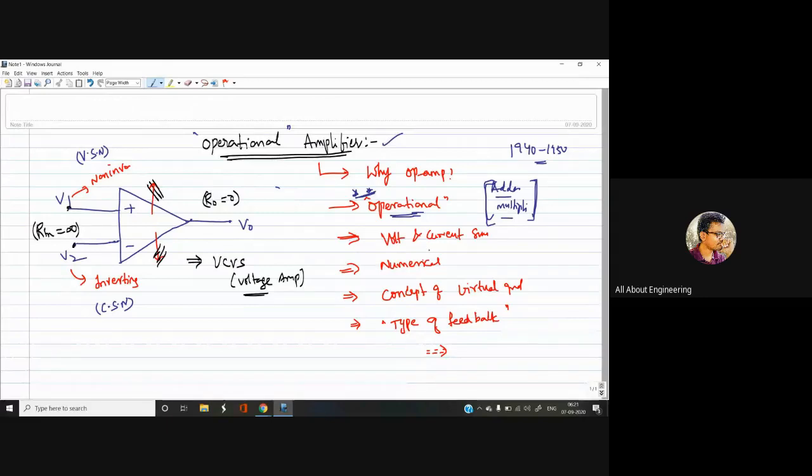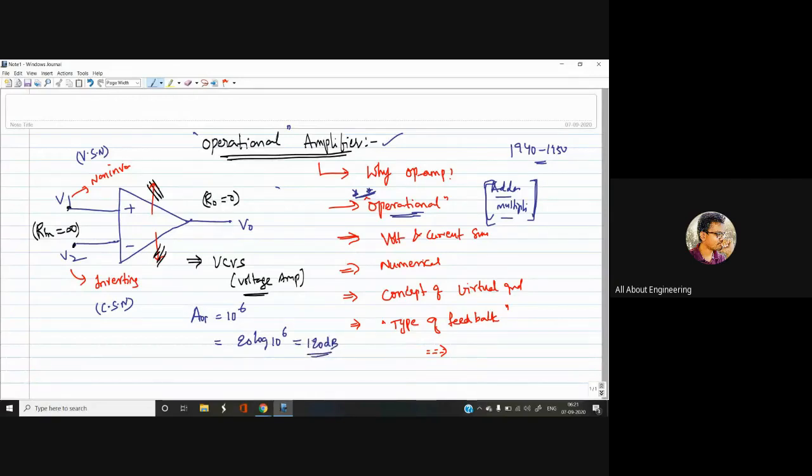Now, the open loop gain of an op amp is usually around 10 power 6. If you write the same thing in dB, then it is 20 log 10 power 6, which is equal to 120 dB. This is such a huge gain.